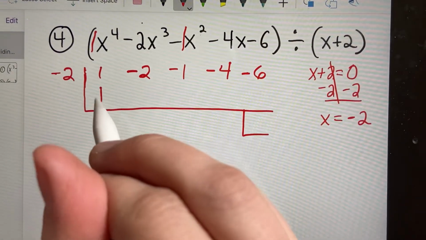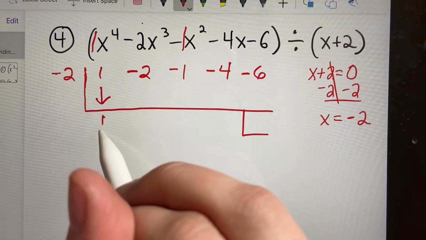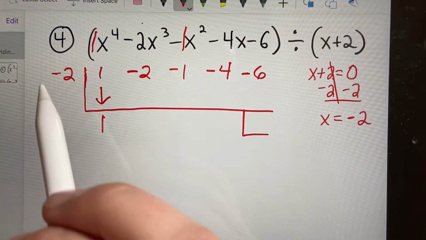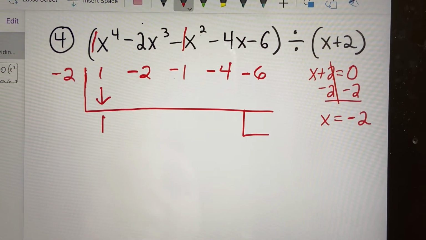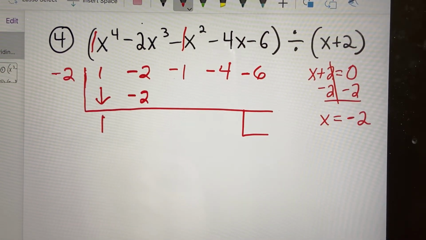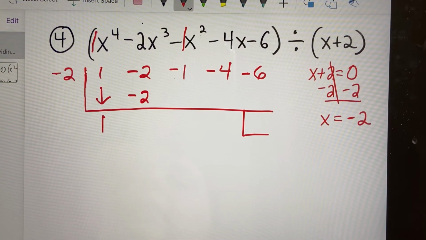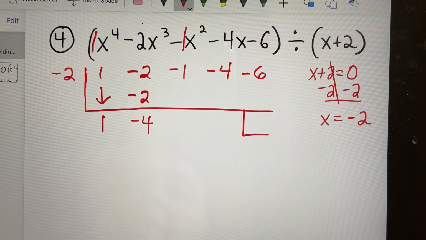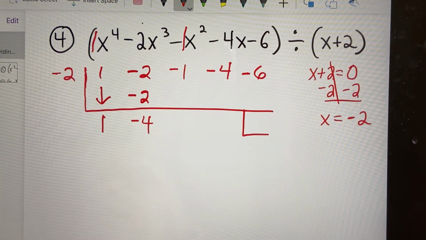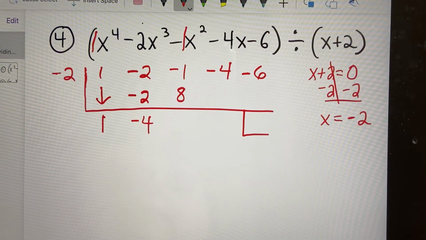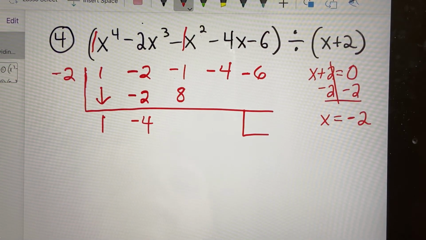Now I'll drop down this 1, and then you'll start out by multiplying. You just follow that same pattern every time. Negative 2 times 1 is negative 2. You just want to write that underneath this other negative 2, and then we can add those together. Negative 2 plus negative 2 is negative 4. Then multiply again. Negative 2 times negative 4 is positive 8. You want to write that underneath the negative 1. Then add negative 1 plus 8.